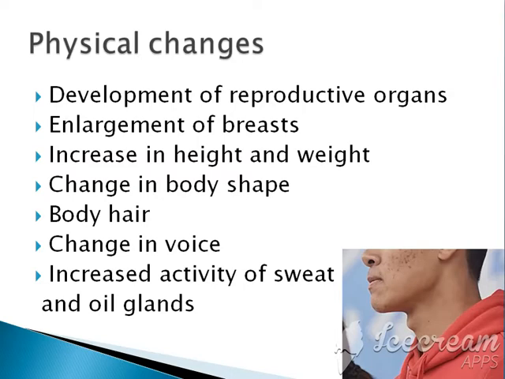Second physical change, enlargement of breast. The beginning of breast development is one of the earliest signs of puberty in girls. Breast is made up of a fatty tissue and milk glands with the ducts. The milk glands produce milk for the newborn child.